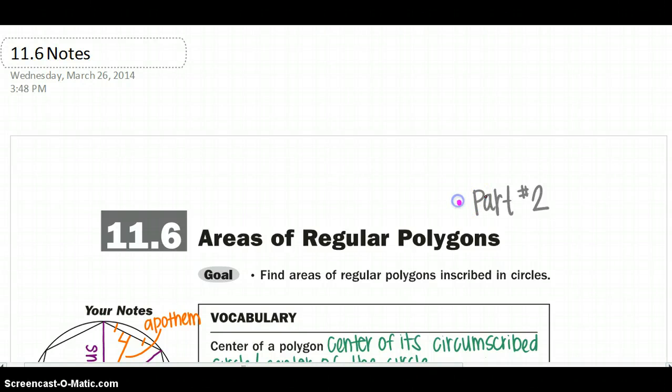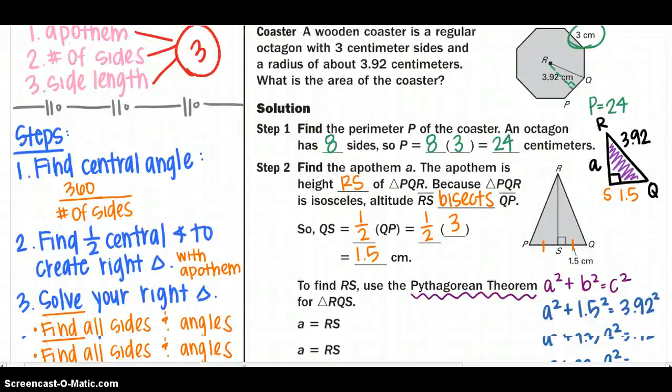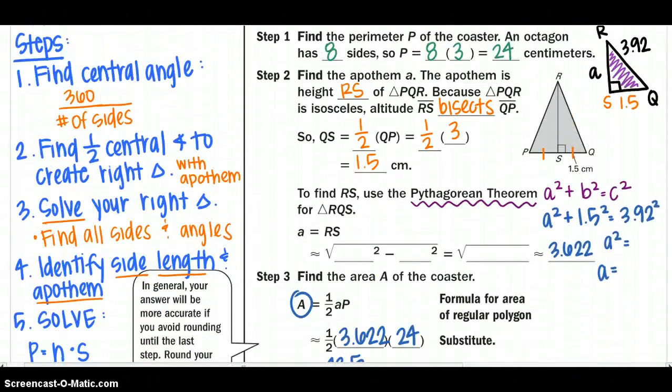Okay, welcome back to the second section of 11.6, Part 2, the area of irregular polygons. We're going to review some stuff really quick before we finish up this section. One thing I just want to recall to your memory would be the steps that we talked about the last time. I think these will be even more important this time, so let's go over them real quick.